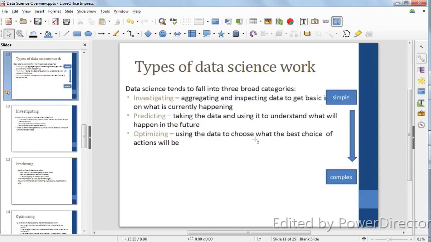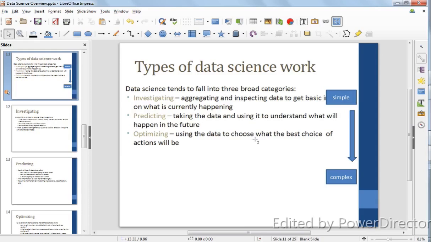Hi, so in this video I will try to explain what the types of data science work are. So let's take all these types. First is investigating, the second is predicting, and the third is optimizing. In investigation, what you basically do is get the data, aggregate the data, and inspect the data to get some basic idea of what is currently happening in the data.